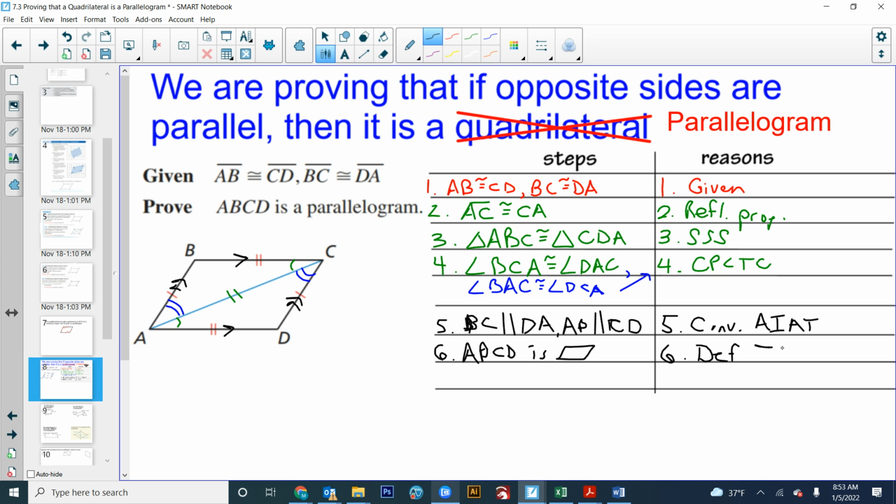Definition of a parallelogram. And you're responsible for understanding that the definition of a parallelogram is it has two sets of sides that are parallel. So that's the definition. Then there's properties. And then today, conditions. Does that make sense? Okay.